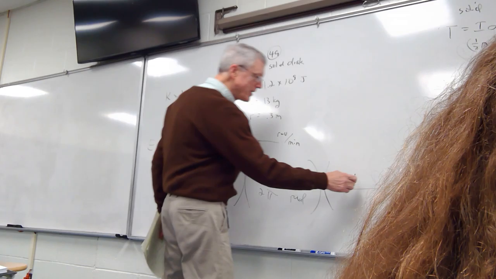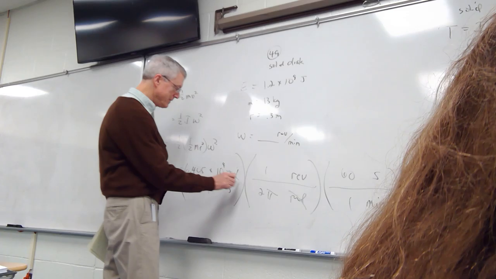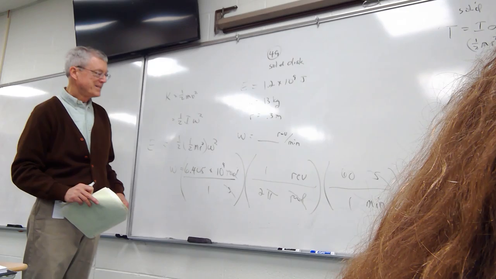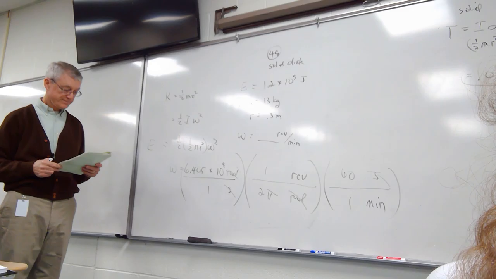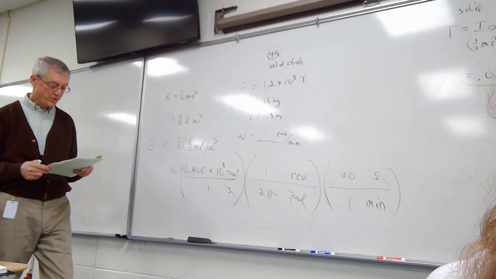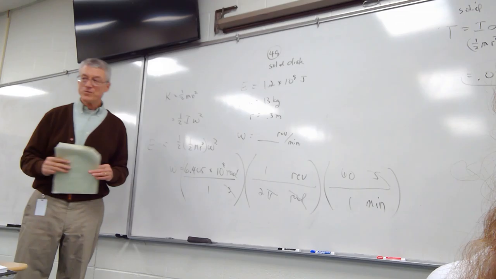Okay, so that will give me revolutions per minute. You divide by 2 pi to get revolutions, and you multiply by 60 to get minutes. That answer comes out 6.1 times 10 to the fifth. Is that true? Yeah, 6.1 times 10 to the fifth revolutions per minute. Okay, that's number 49. Questions about that?